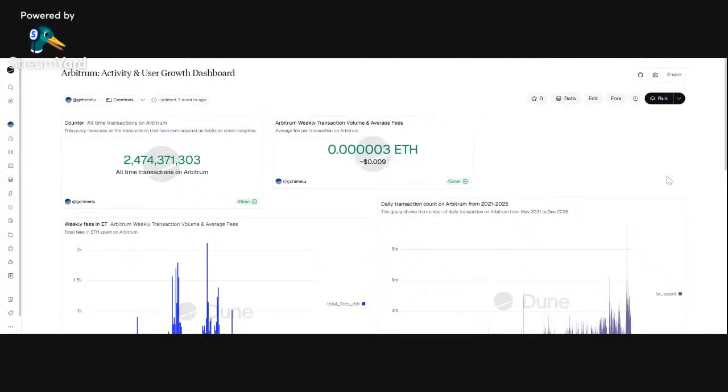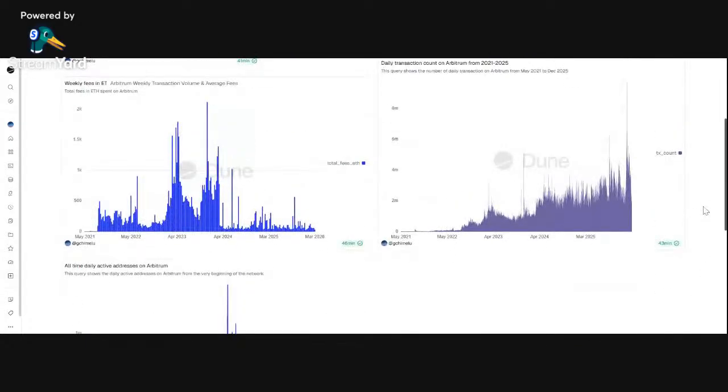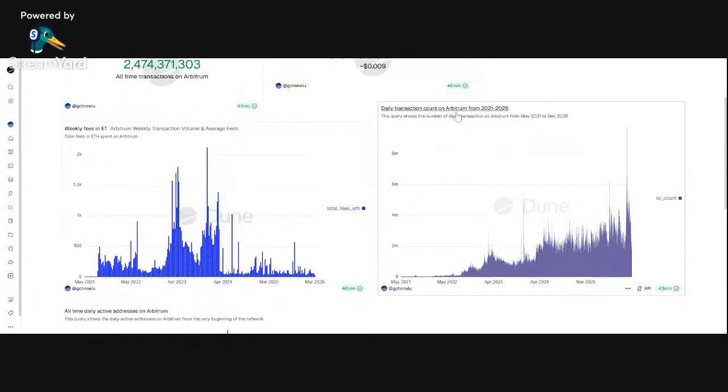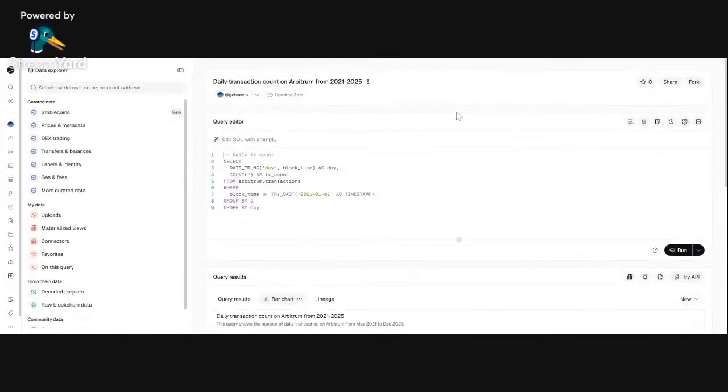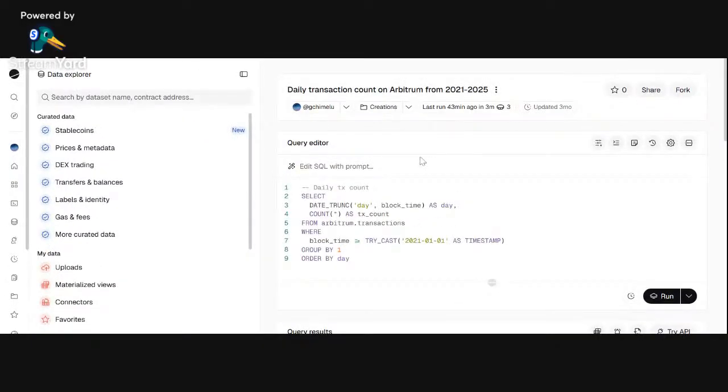Okay, so let me just zoom this. I'll just click on this query. We are almost done. We'll be done in the next 2 minutes. And yeah, let me just zoom my screen a bit.